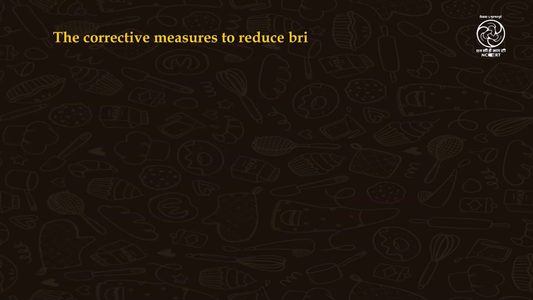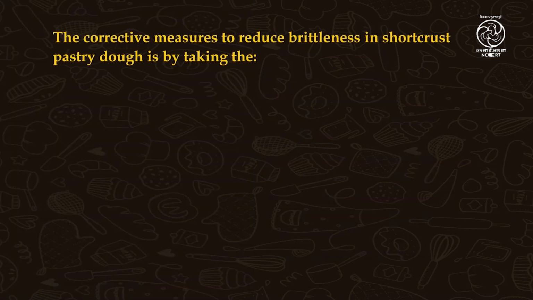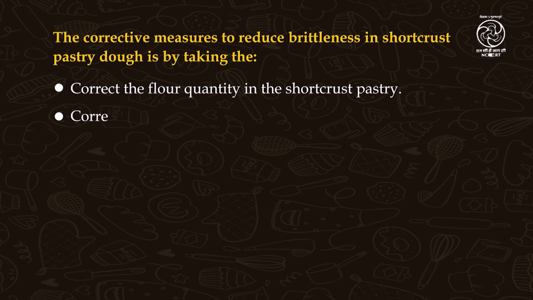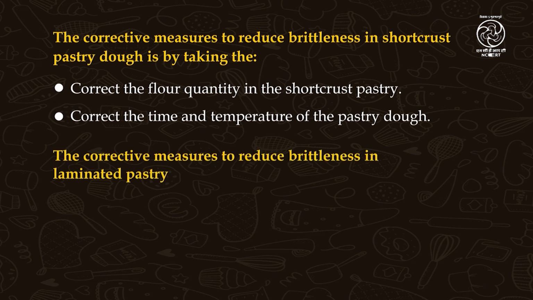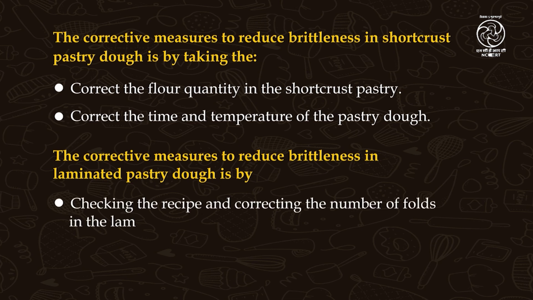The corrective measures to reduce brittleness in short crust pastry dough is by correcting the flour quantity in the short crust pastry, correcting the time and the temperature of the pastry dough. The corrective measures to reduce brittleness in laminated pastry dough is by checking the recipe and correcting the number of folds in the lamination process.